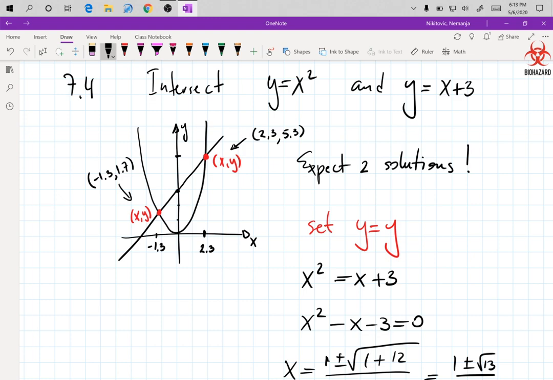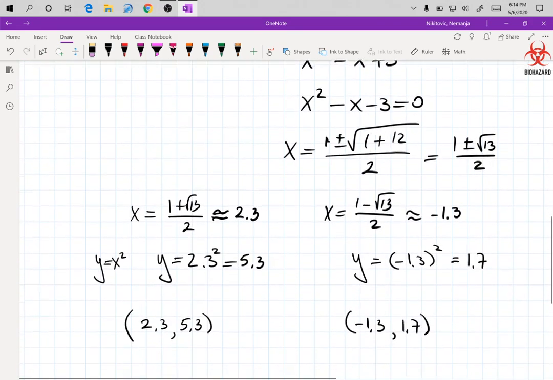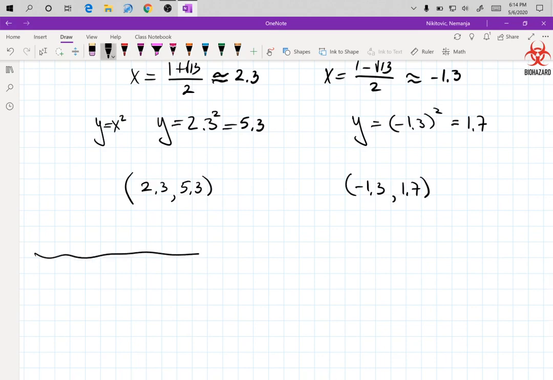Now obviously you can try those in here and check. 3 minus 1.3 is 1.7, and 2 plus 3 plus 3 is 5.3. So it's good. And believe it or not, that's the lecture.